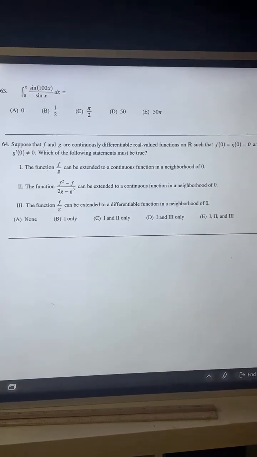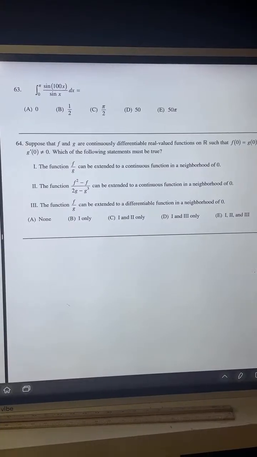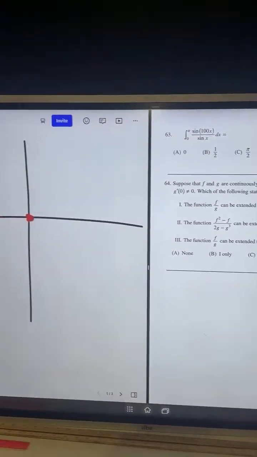This is question 4 of the GRE Math Subject Test Practice Test. So let's look at question 1 first.